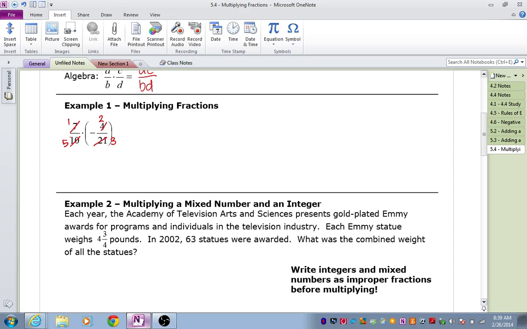So now that I have divided out all of my common factors, I don't need to worry about simplifying when I multiply my fractions together. So now I'm going to do 1 times 2 in my numerators, and then 5 times 3 in my denominators, which is 15. And then remember, the positive times the negative gives us a negative 2 over 15. Now if we had done it the other way, it would still work.